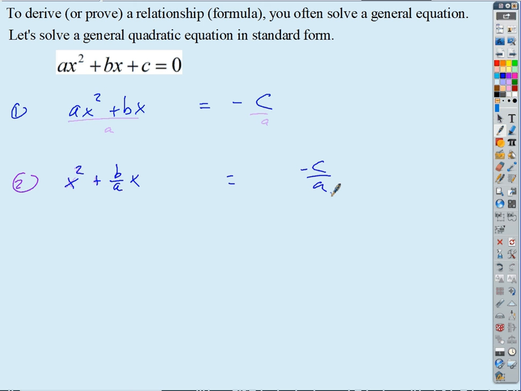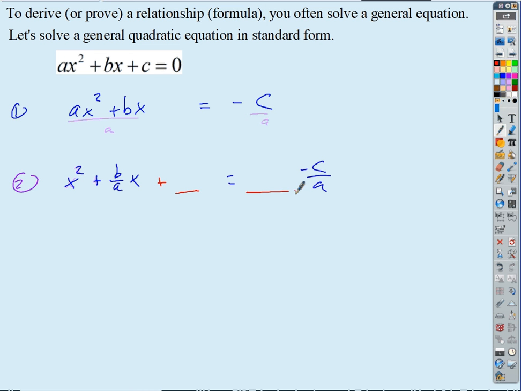Okay, so now to complete the square, I've got to add to both sides the right number to create a perfect square trinomial, right? And I'm going to put it out in front this time, instead of putting it here. So what's that going to be? Half of b divided by a.